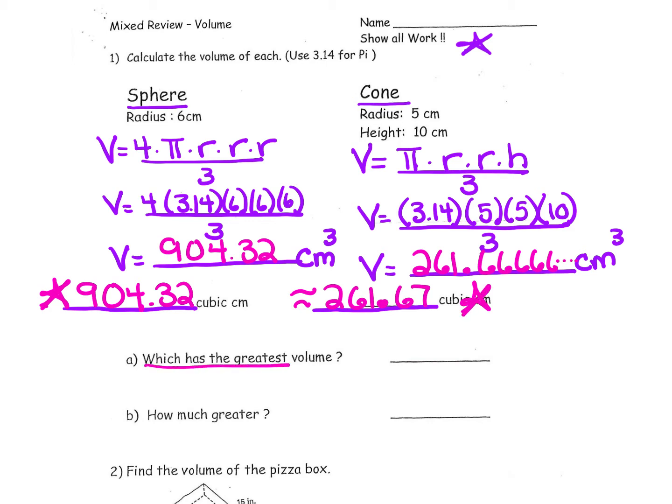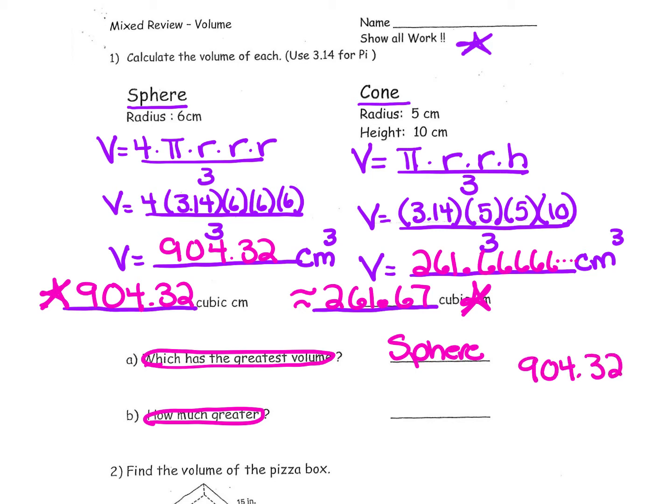So which has the greater volume, the cone or the sphere? Clearly, it's the sphere. How much greater? Well, you're going to take the larger volume, showing your work, and subtract the rounded version of the smaller volume. This answer can be checked on the answer key when you're done. Go ahead and subtract, stop your video, and turn your video back on when you're ready to look at the pizza box below.